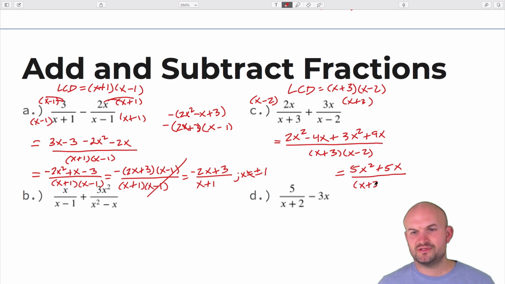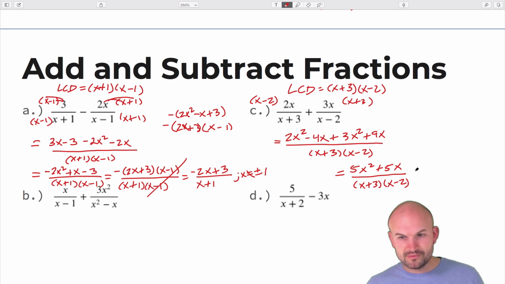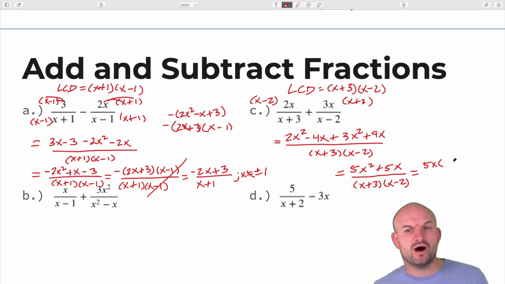That gives me an x plus 3 times an x minus 2. Now, you could write this in factored form, right? You could factor out this numerator. It really kind of depends on what your teacher wants from you. X plus 1, nothing's going to divide out.